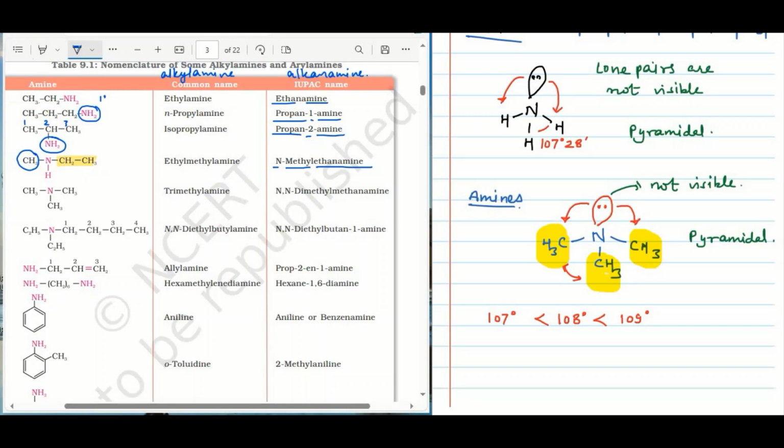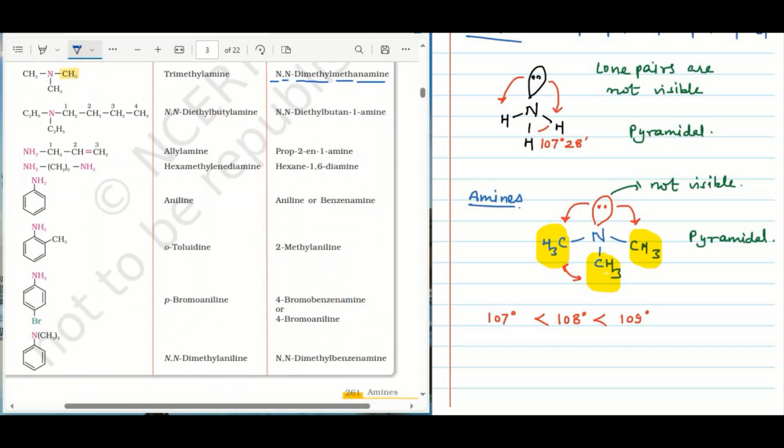In the next example, here all 3 hydrogens of ammonia are replaced with CH3 groups. First of all select the longest carbon chain, as it contains just 1 carbon, the parent name will be methane amine, and there are 2 methyl groups bonded to nitrogen. So here you have to write N,N-dimethyl methane amine.